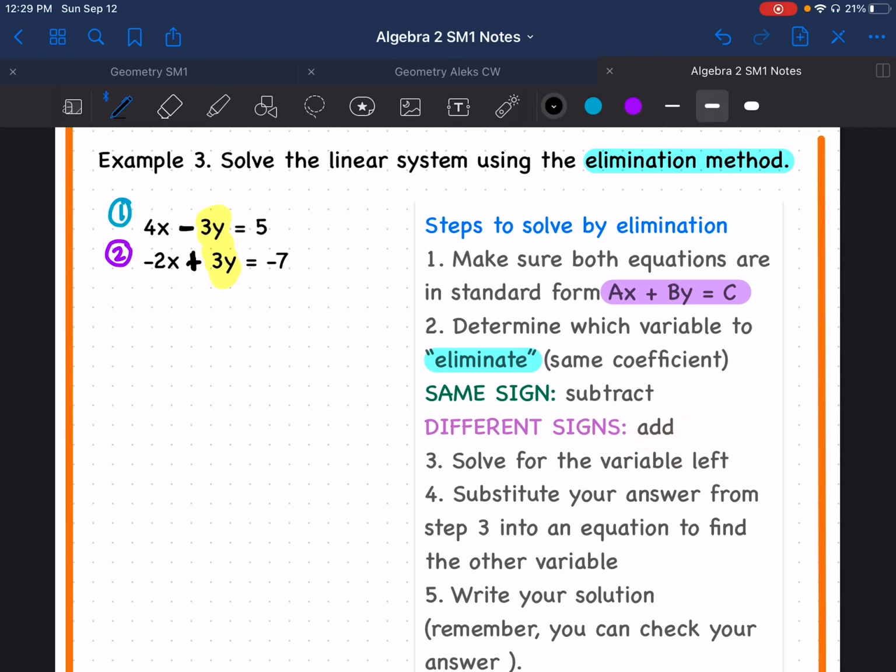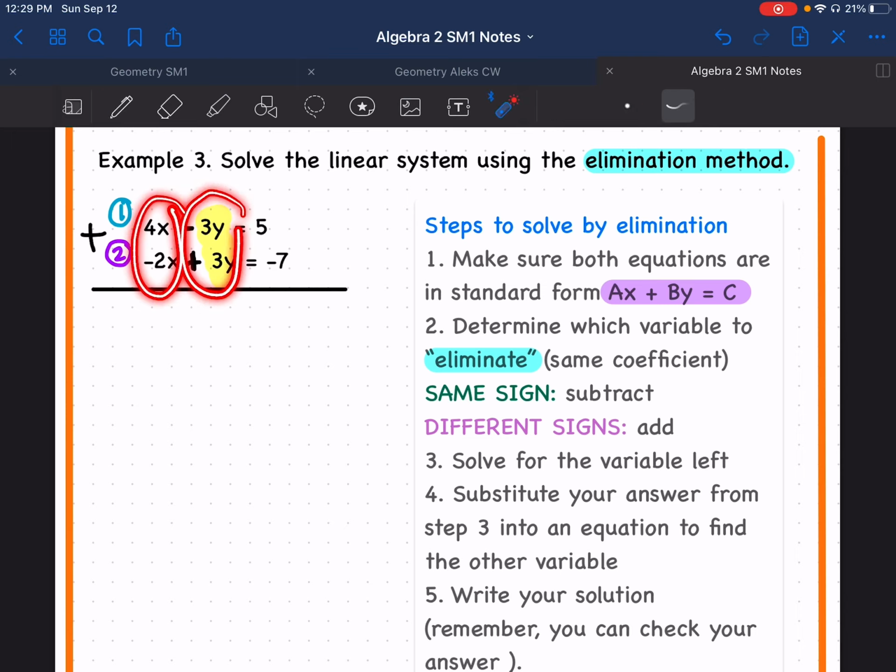Now, what some people like to do is put a big plus here, and then they just go like this. Be very careful because you're adding the x's, you're adding the y's, and you're adding the constants. You have to add each spot. So we're going to solve for the variable left. We're going to go ahead and do our adding.